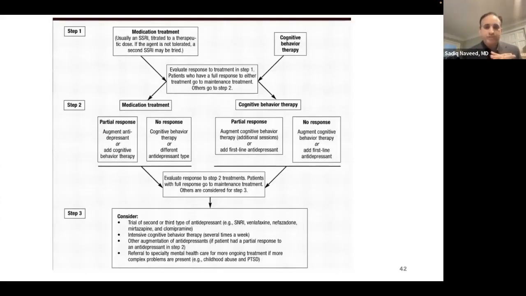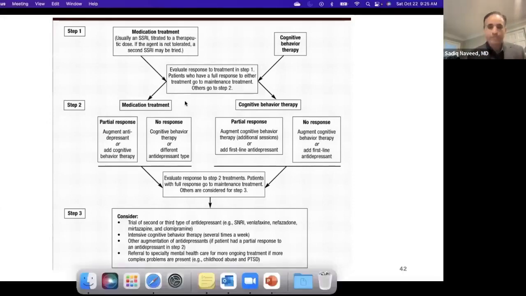So usually we try to start off with cognitive behavioral therapy or one of the SSRIs. One thing that we need to do when we are using psychotropic medications is you need to aim for a therapeutic dose. You can also add CBT. If no response, then add cognitive behavioral therapy or add a different antidepressant, but these slide sets would be available to you.